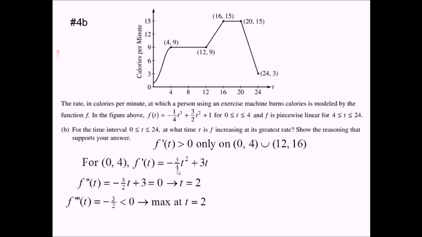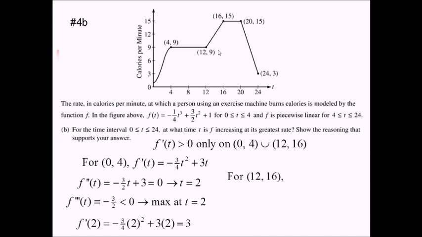So that's going to be negative 3/4 times 2 squared plus 3 times 2. And we are going to simplify this so we can compare it more easily to other values we get. This is negative 3/4 of 4, which isn't too bad. That's just negative 3. Plus 6 comes out to positive 3. So that's the value to beat for f prime. Let's see if we can do better in the interval from 12 to 16.